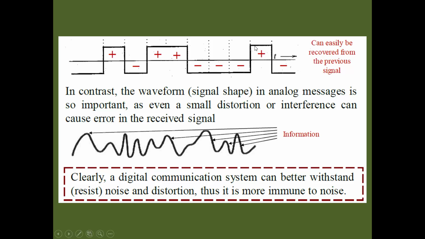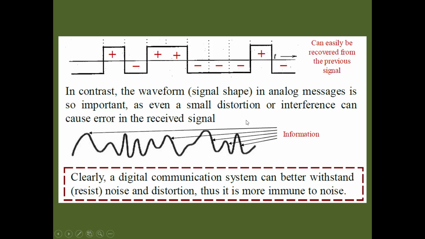If you look at the immunity level of the digital signals, you will find that even if the noise and the distortion is present, we are still able to make the correct decisions whether 1 was transmitted or 0 was transmitted. But in contrast, the waveform in analog messages is so important, because of how the analog signal processing is done, meaning how the estimation of the information present in the analog signal is made.